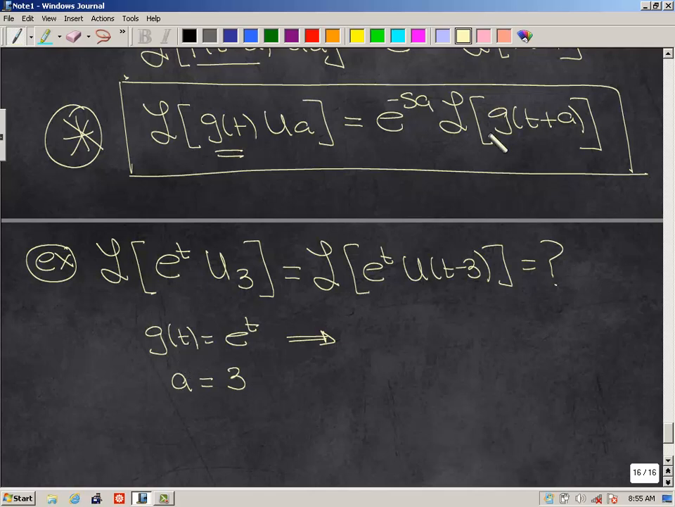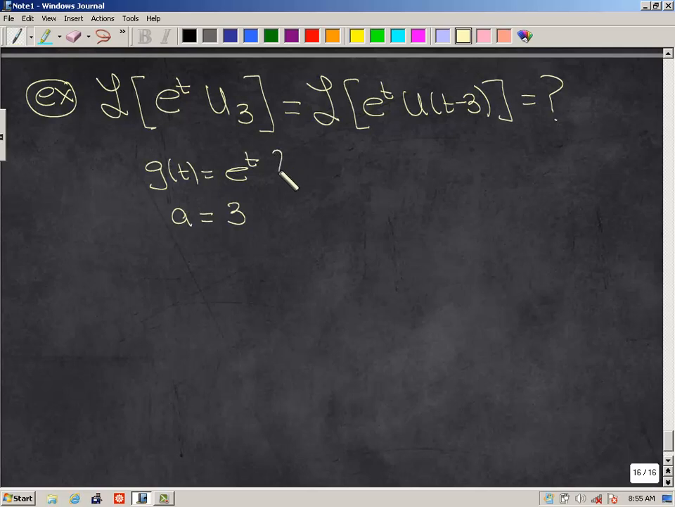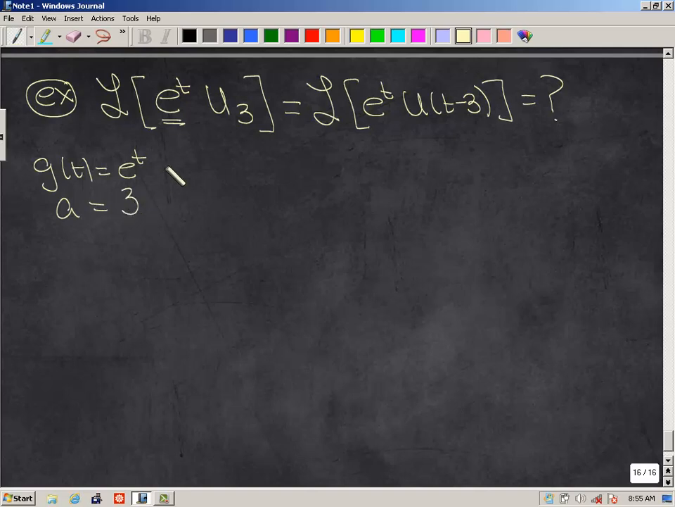I need the Laplace of g eventually, but it's a g that's translated. It's t plus a now, not just t. So let's see what we get. If I use this, let me write this to the left so I have room. You guys don't need to erase it. So I get e to the t, that's my function g, and my a in this example is 3.